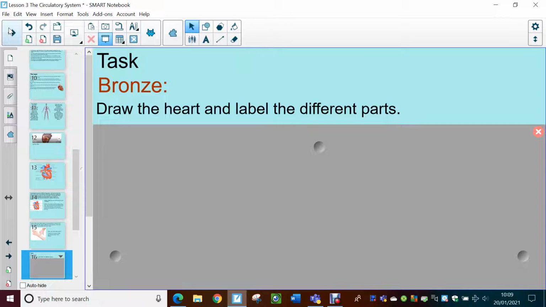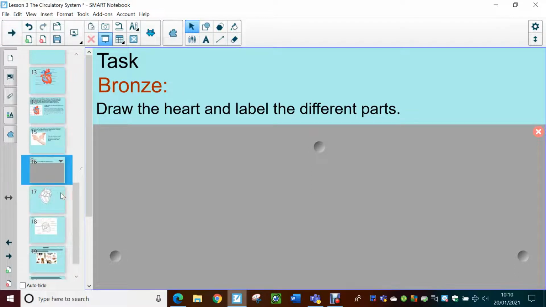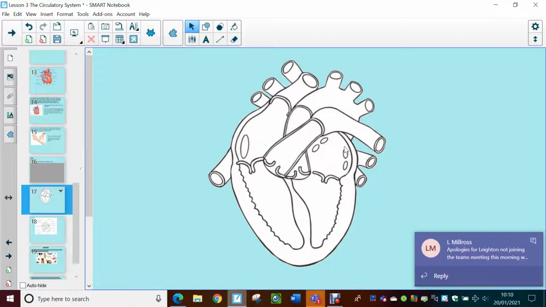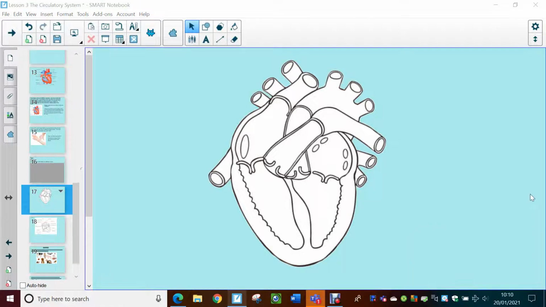So on to our tasks for today then. Bronze, you're going to draw the heart and label the different parts. I'm going to leave it on a screen in a moment with an image of the heart. You don't have to remember that from memory. There is a support sheet that bronze, silver and gold can all use. But bronze, you're just drawing the heart and labelling the important parts. I'll reveal the answers later on in the video so you can check.